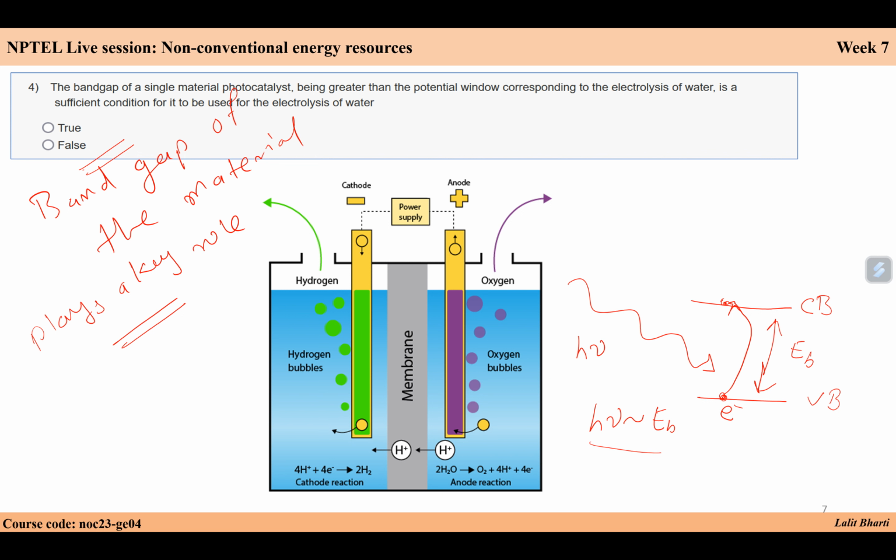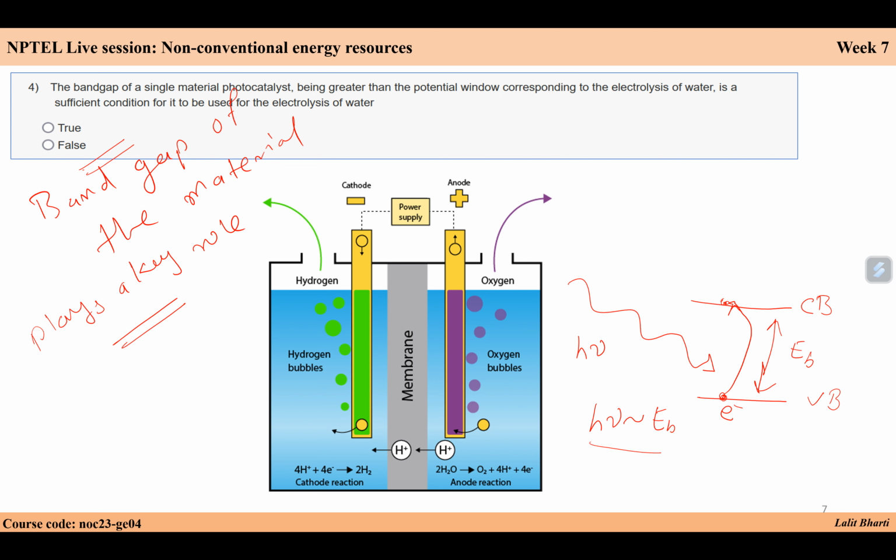So if this condition is fulfilled, then we can say that yes, the energy will be absorbed. So either it should be higher than the band gap, or at least comparable or equal to the band gap.